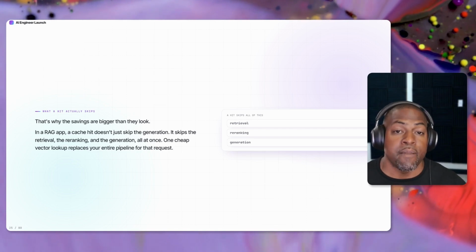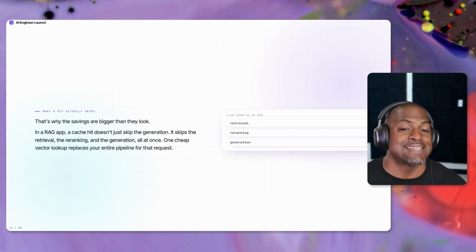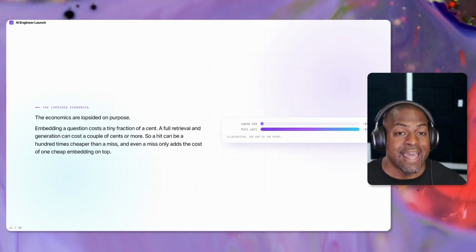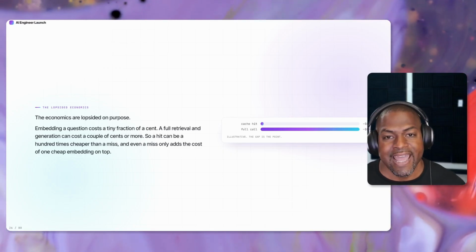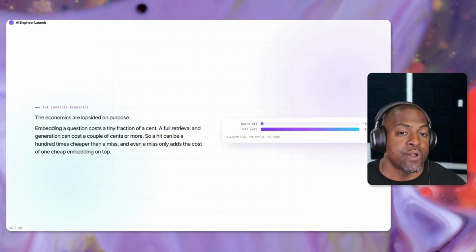The economics are lopsided on purpose. Embedding a question costs a tiny fraction of a cent. A full retrieval and generation costs a couple of cents or more. So a hit can be 100 times cheaper than a miss. And even a miss only adds the cost of one cheap embedding on top.